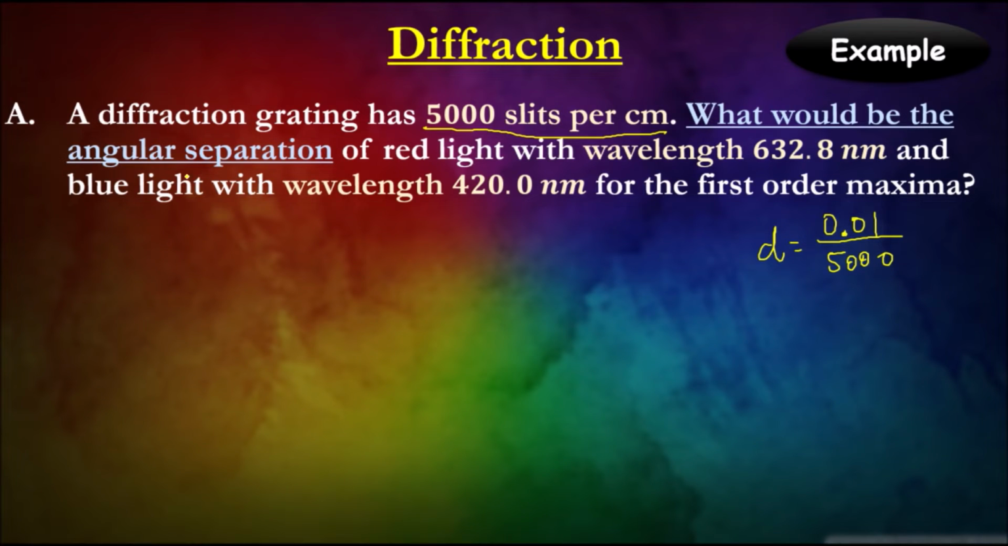What would be the angular separation? We are trying to find theta here for red light with a particular wavelength that needs to be converted into meters, so 10 to the power minus 9 meters there. Okay, so we have blue light with a wavelength of 420 nanometers, and it's asking us for the first order of maxima.